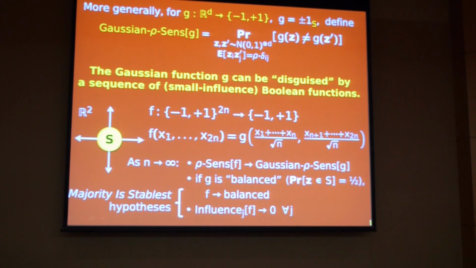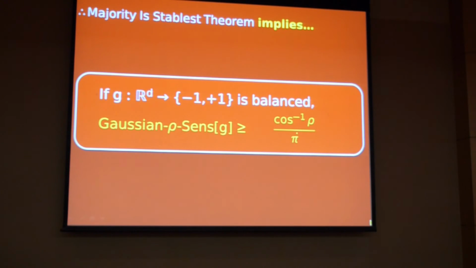But the Rho sensitivity of f also goes to the Gaussian Rho sensitivity of G. So what that means is, if you believe the Majority Is Stablest theorem, which is true, it implies by this relatively simple construction this fact, that if G is a balanced Gaussian function, its Gaussian Rho sensitivity has to be at least cos inverse rho over pi. Exactly. This, by the way, is achieved by the sine function in one dimension.